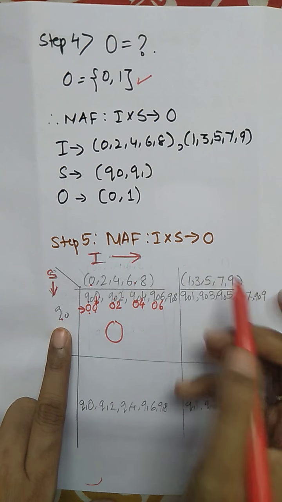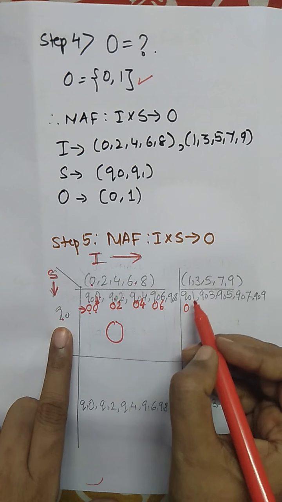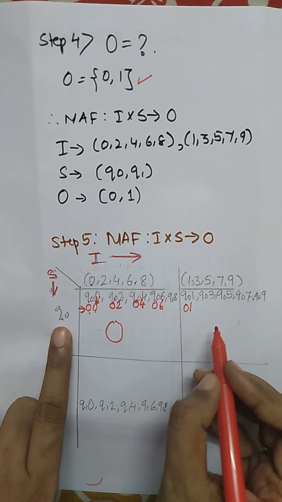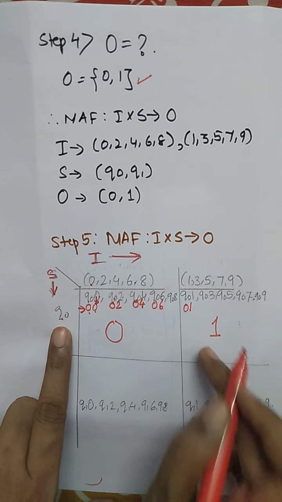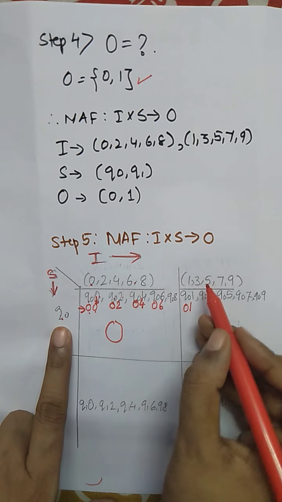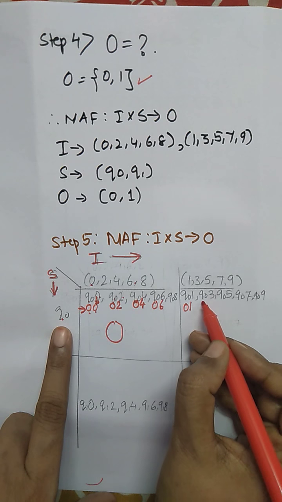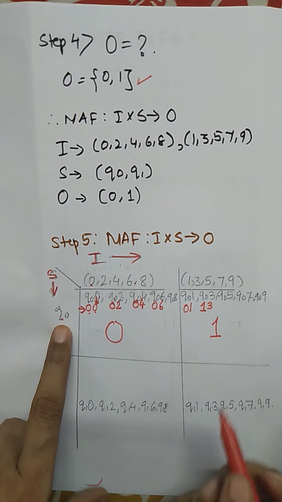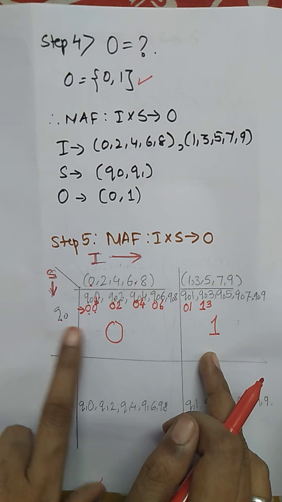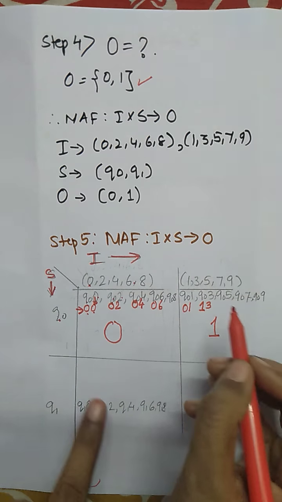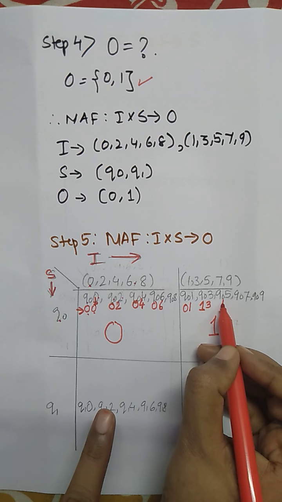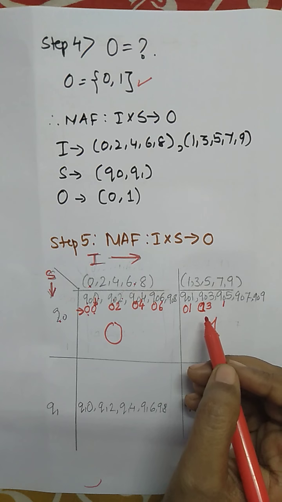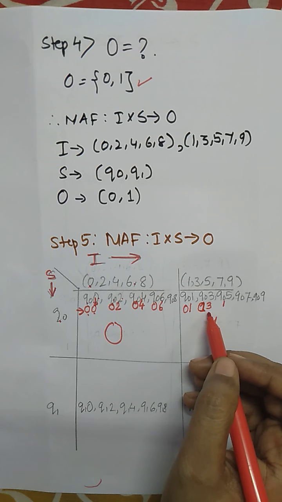Next, Q0 with 1. The previous input is 0 and the next bit is 1, which produces the number 1. Is 1 divisible by 2? No, with remainder 1, so the output is 1. Now Q0 with 3: the previous remainder is 0 and the next bit is 3, so the number is 3. Is it divisible by 2? No, remainder 1.